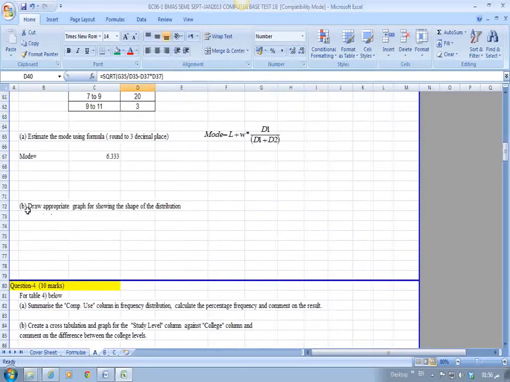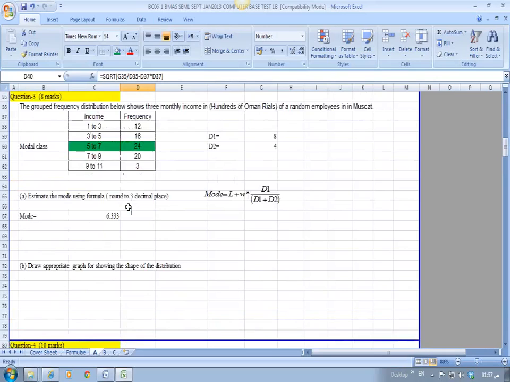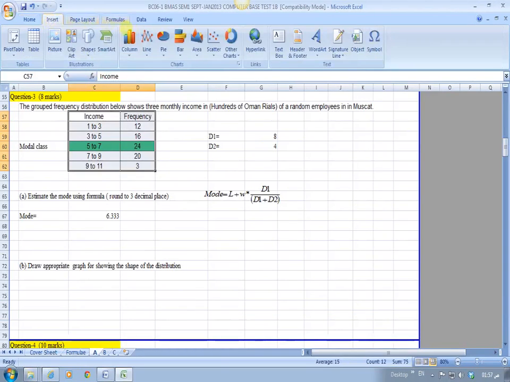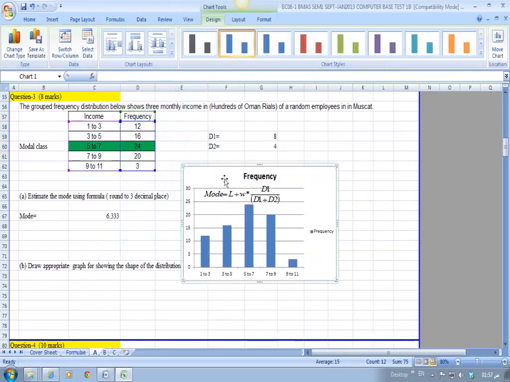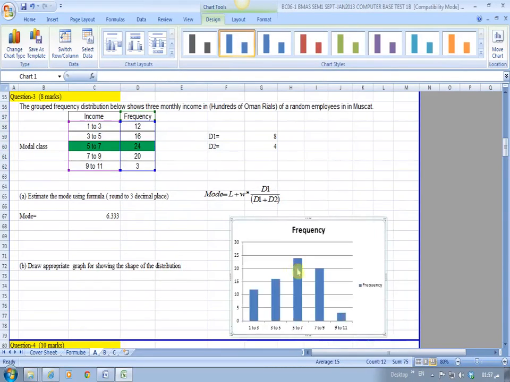Okay. The next one is draw appropriate shapes for distribution, to show the shape of the distribution. The appropriate graph for showing the shape of the distribution is histogram. So we have to highlight the data, highlight it with the title up, and then here from insert column chart, and now it will show you a column chart here. Actually we need to make a histogram.